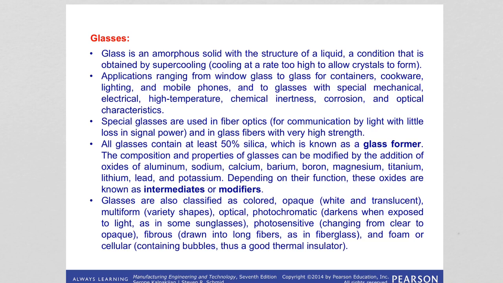So glasses are amorphous ceramics, because when ceramics are amorphous, they let the light pass through. That's why they are transparent. And of course, how do we obtain an amorphous solid? We do supercooling. That means you cool at a very high rate that will not give enough time for atoms to crystallize, and then they just form a random order, which makes them amorphous.